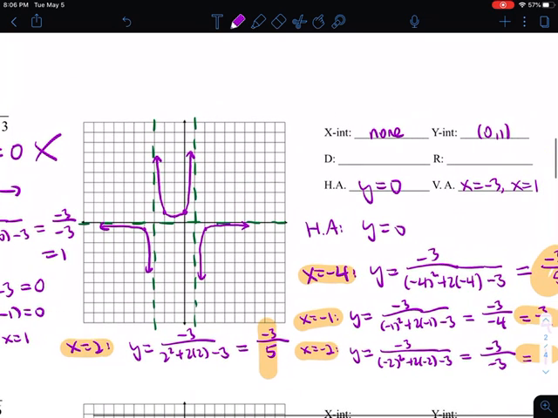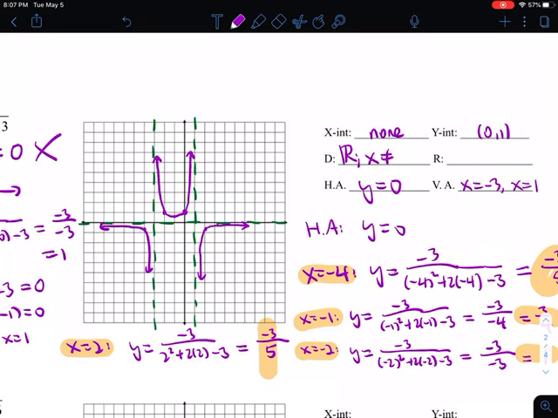But again, the idea is the same. You find the key features. Sometimes you need to find some more points. And yeah, so in this case, we have our graph, which looks kind of cool because there's 3 parts. But again, graphing it was not super simple.